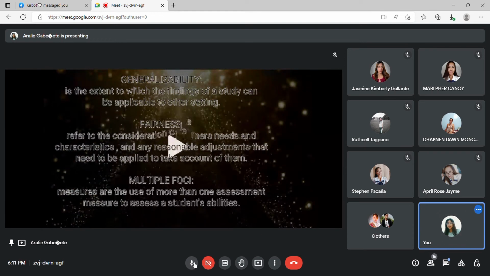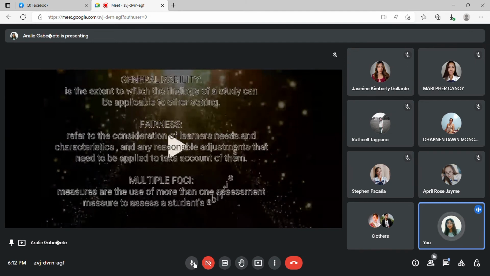Second option, we have fairness. It is wrong because it refers to the consideration of learners' needs and characteristics and any reasonable statements that need to be applied to take account of them. Fairness means that an assessment should allow for students of both gender and all backgrounds to do equally well. All students should have equal opportunity to demonstrate the skills and knowledge being assessed.